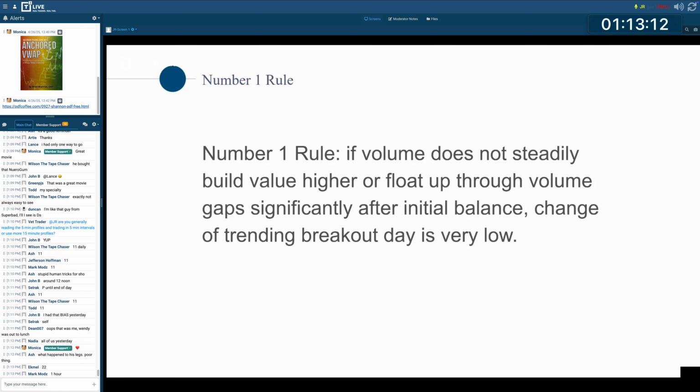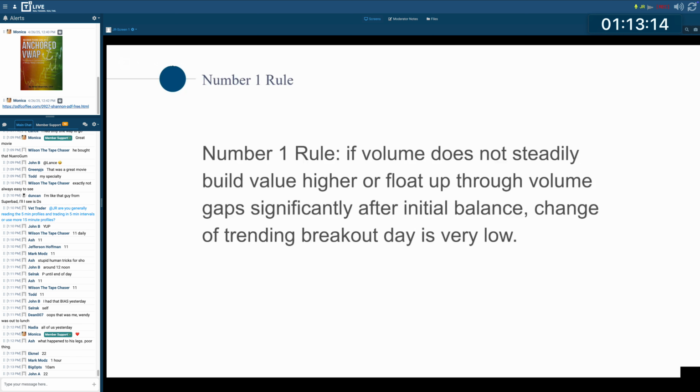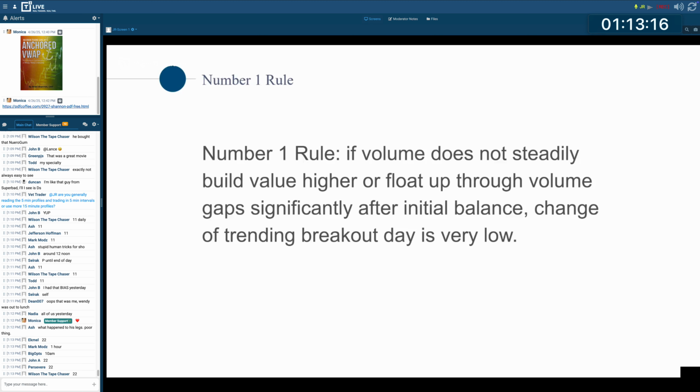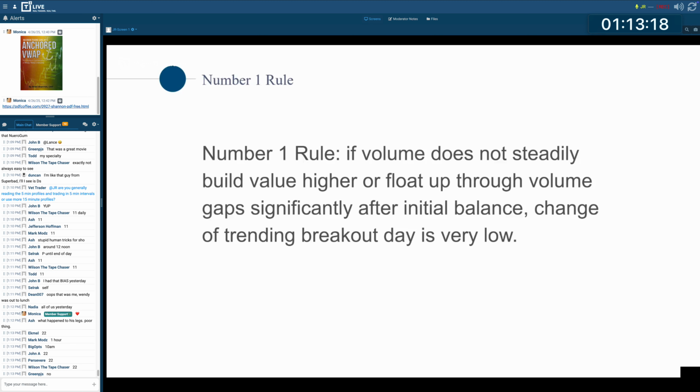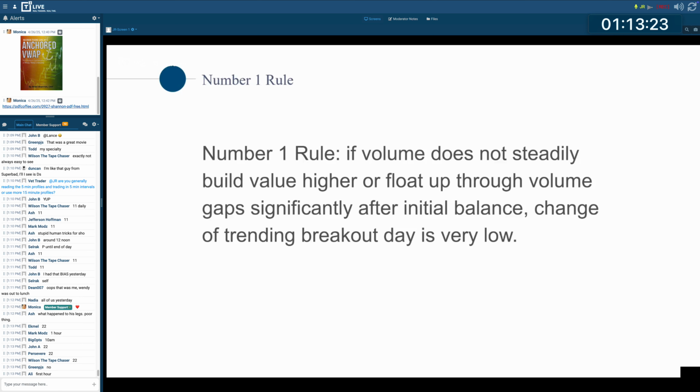Yeah. Okay. So your initial balance is the first 60 minutes of trading. A lot of people like to see where value area high is after the 60 minutes. And depending on the kind of profile you've built in the order flow, it can be a fantastic determinant of whether you're going to have a trending day or not. Okay. So it is really important.